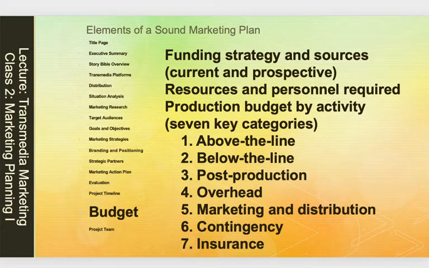Number 6 is contingency, and this is a percentage of the overall budget. It's extra money that's set aside for something unexpected that pops up, that you want to ensure you can actually do, but you had no way of seeing it coming down the pipeline. And then lastly is insurance, and that's also a percentage of the overall budget.